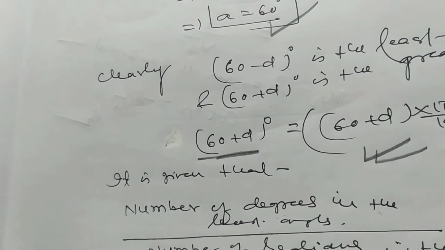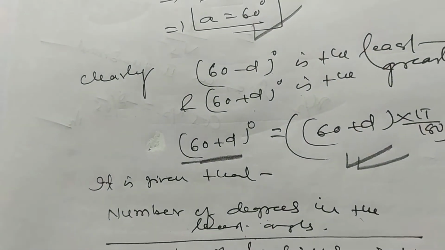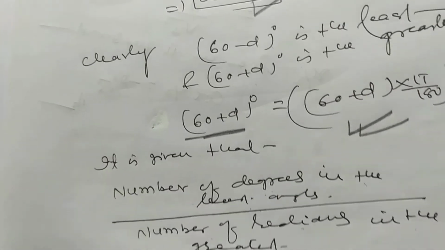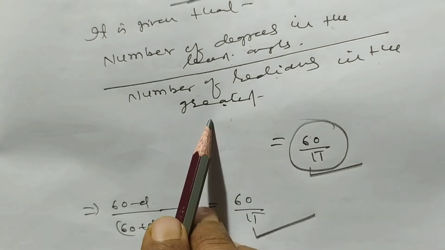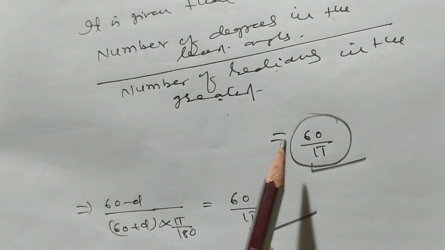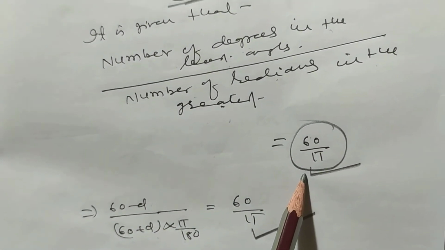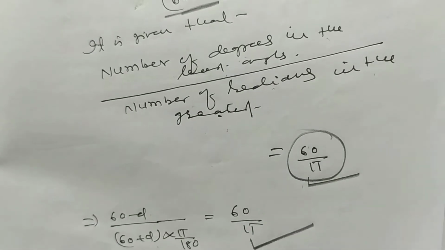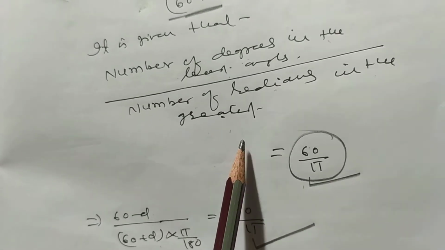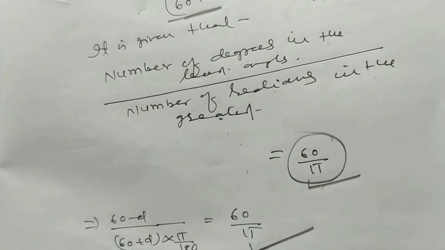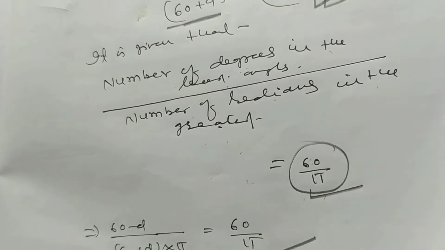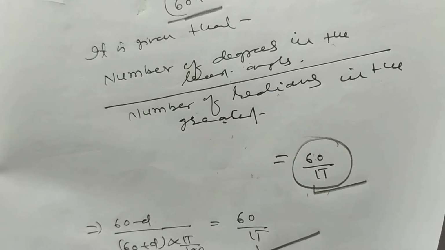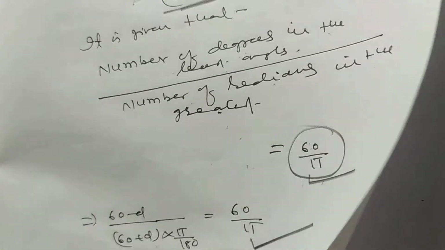So my dear students, in this way, here it is given 60 by pi. It is given in this problem: the number of radians in the greatest is equal to 60:pi. So the ratio of least and greatest is 60:pi. Thus we have solved this problem according to the given condition which are in the problem.